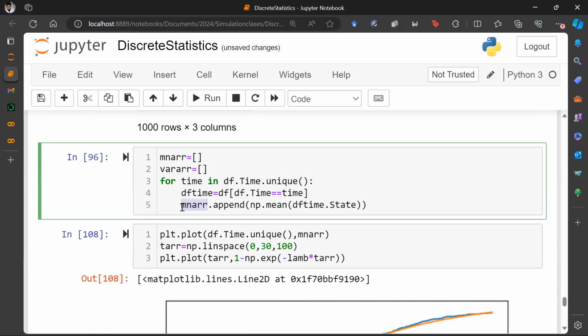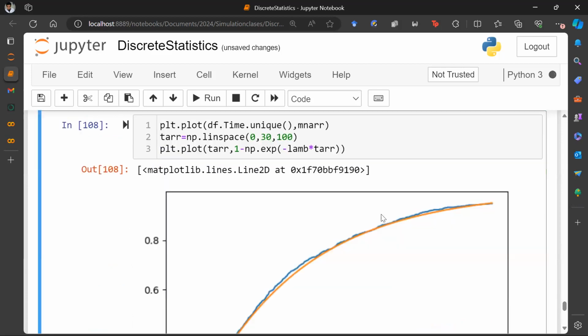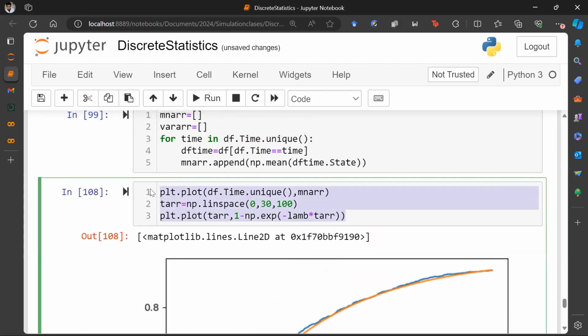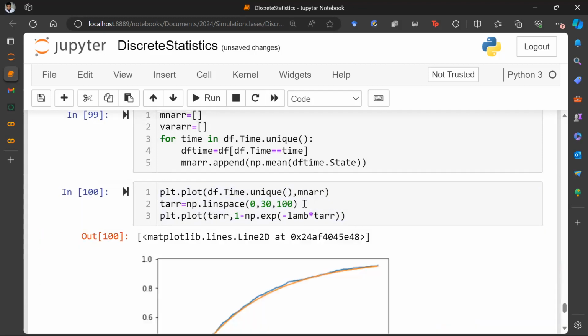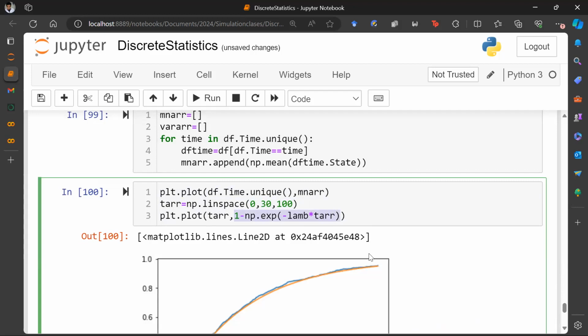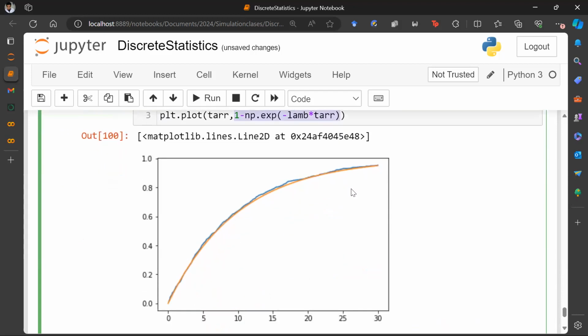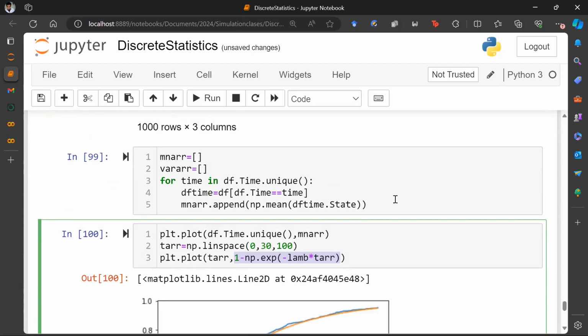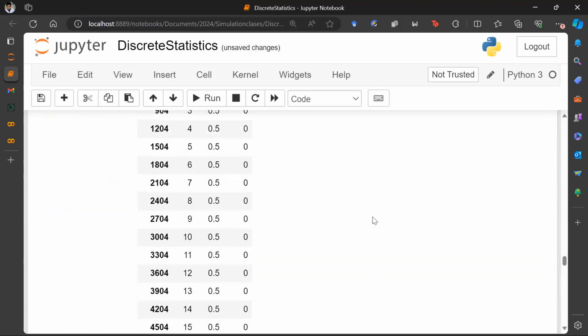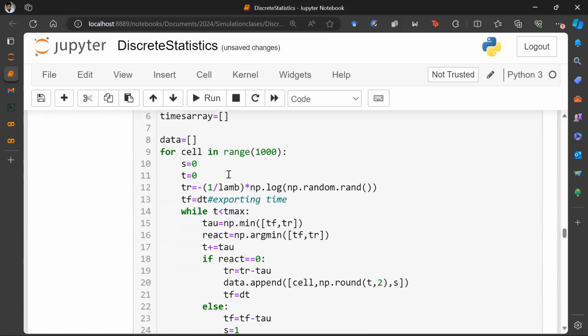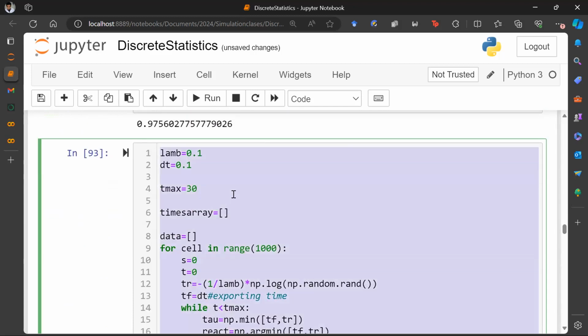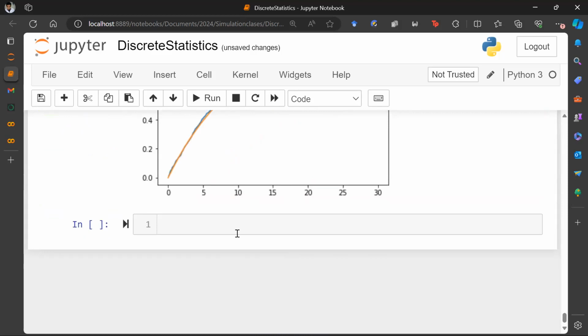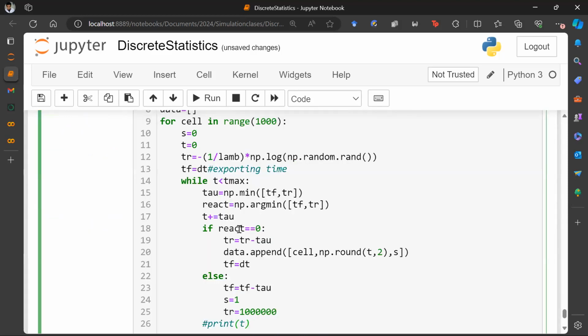And I save it in the array called MNR, that is the array of means. And I compare this to the mean of the state that follows this exponential distribution. Okay, so this is the rate. I can quickly do an example showing that this algorithm can work even if the time of reaction is not exponential.